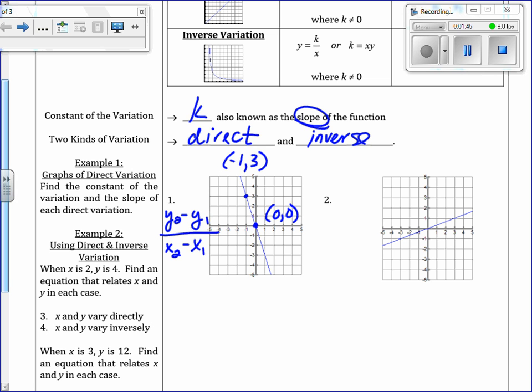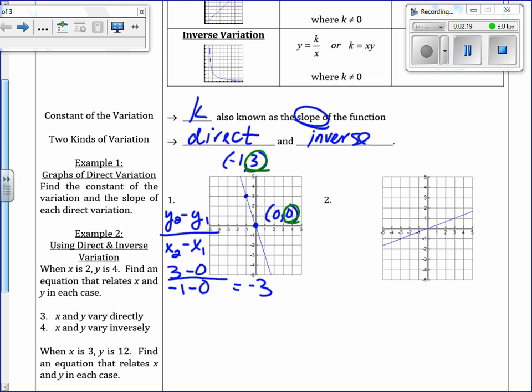So I can go ahead and say, okay, my y values, again, I like to underline my y values so I don't get messed up, or circle my y values so I don't get confused. So I'm going to say 3 minus 0 all over negative 1 minus 0. Basically, it's pretty simple, right? So I'm just saying 3 over negative 1, which is negative 3. That is my constant of the variation, also known as my slope.